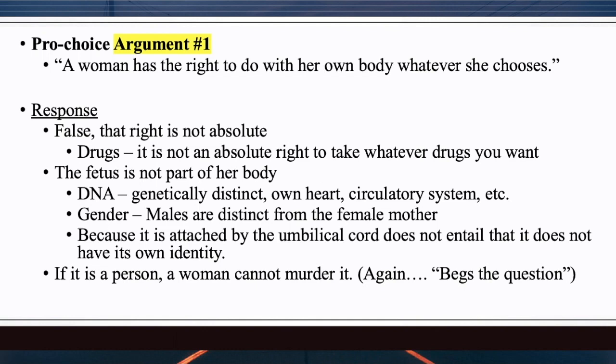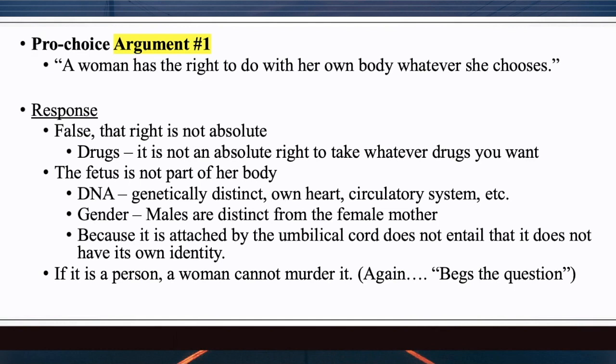Also, gender, just the flat out gender of the child can prove the point that the fetus is not part of her body, because males obviously are distinct from the female mother. So you wouldn't say, well, the male is part of her body. No, the male is in her body as the fetus. Because it is attached by the umbilical cord does not entail that it does not have its own identity. No, that fetus has its own identity as a fetus inside the woman.